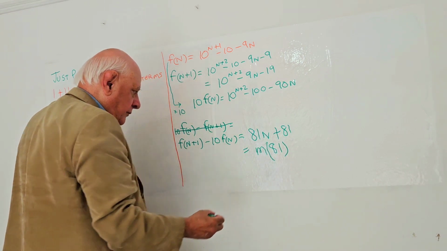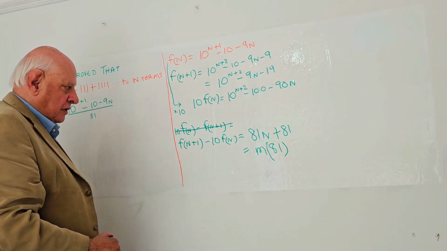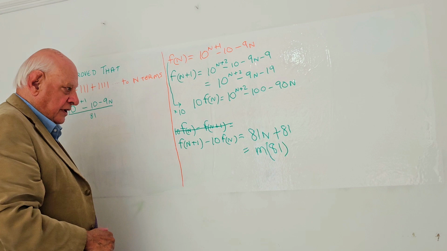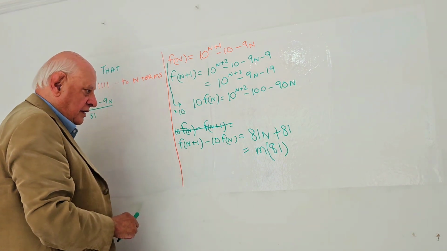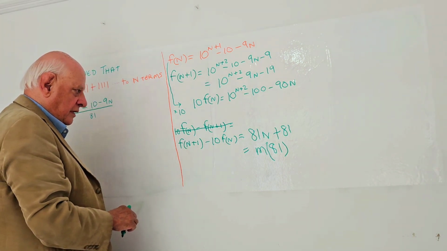So if f of n is a multiple of 81, then so must f of n plus 1 be. Can't be otherwise. Repeat that. If f of n is a multiple of 81, then so must f of n plus 1 be.